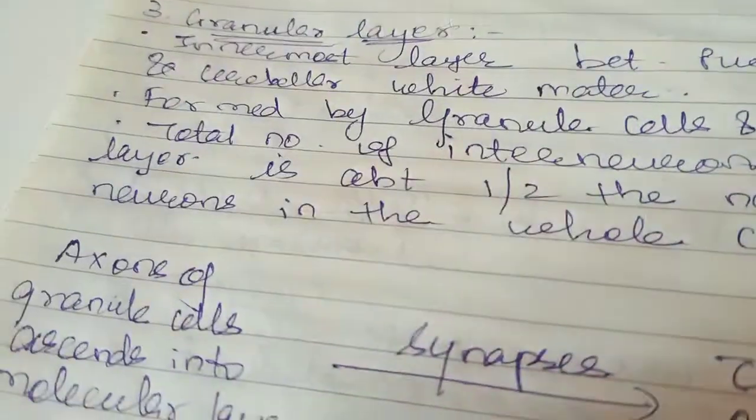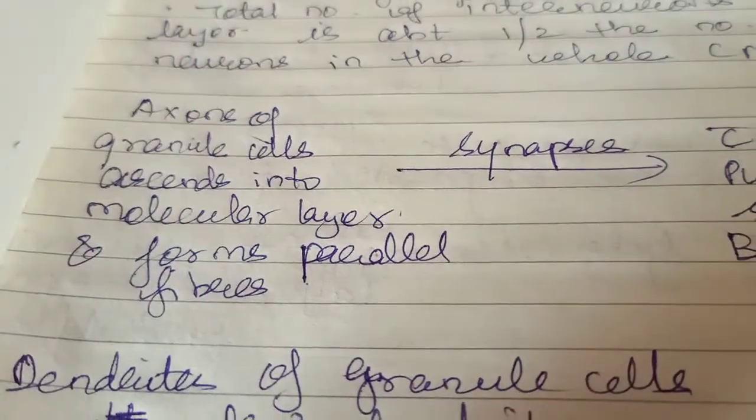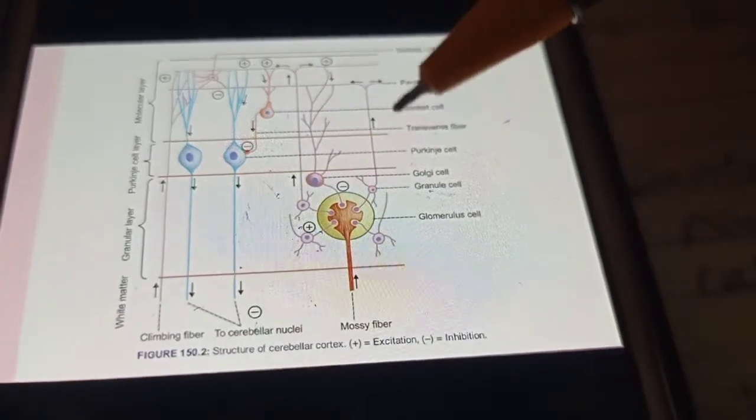Now we'll proceed further. The axons of the granule cells ascend into the molecular layer and form parallel fibers. We'll see, I'll show you before also.